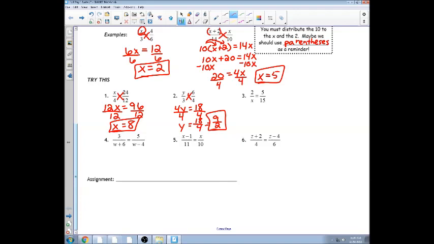Okay. Number 3, we want to go ahead and cross multiply again. Remember, I like to write my answers after I've cross multiplied in the numerator, so it would be 30 is equal to 5x. If I divide by 5, 6 would equal x.